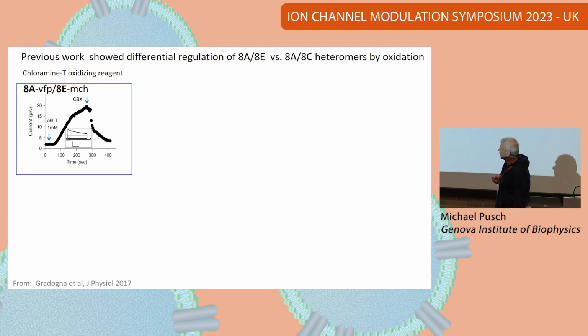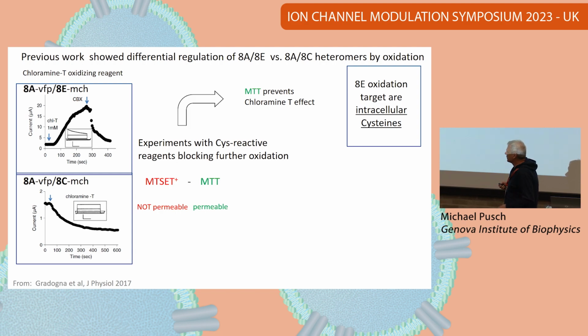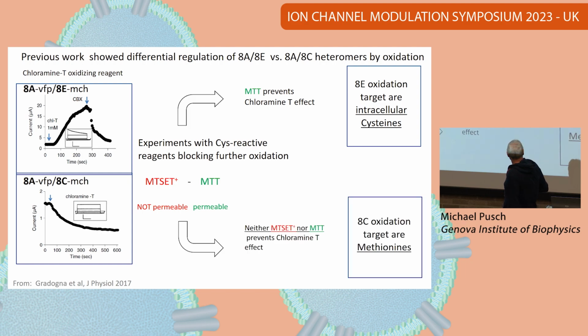So you get almost more than a 10-fold increase in currents, which can be blocked by the blocker carbenoxolone. And using various cysteine reactive reagents, we could conclude that this activation by oxidation probably involves the oxidation of intracellular cysteines. On the other hand, quite surprisingly, the other subunit combination, 8A plus 8C, was instead inhibited by oxidation by chloramine T. And again, using these compounds, we concluded that the inhibition of 8C is probably mostly mediated by the oxidation of methionines.